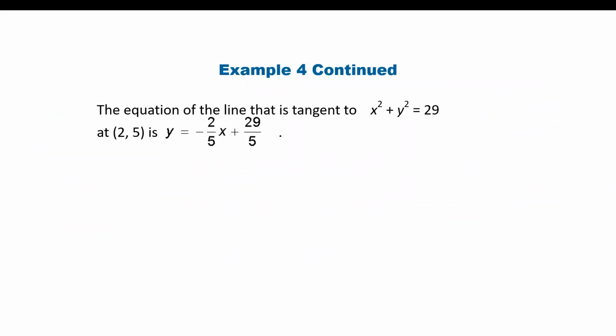All right, and to finish it out, the equation of the line that is tangent to x squared plus y squared equals 29 at 2, 5 is right here: y equals negative 2/5 x plus 29 over 5.